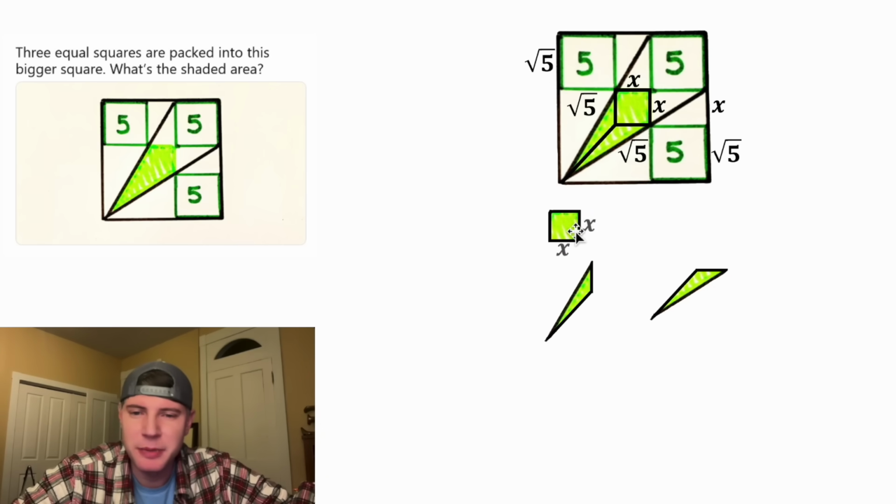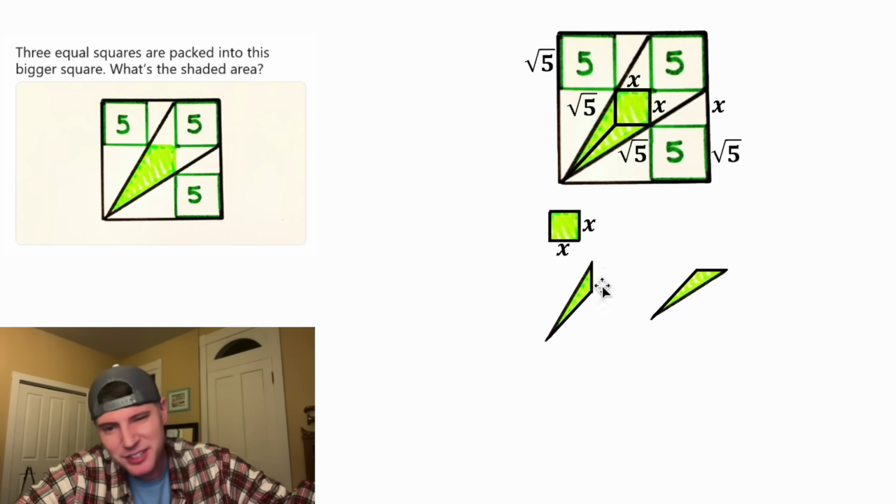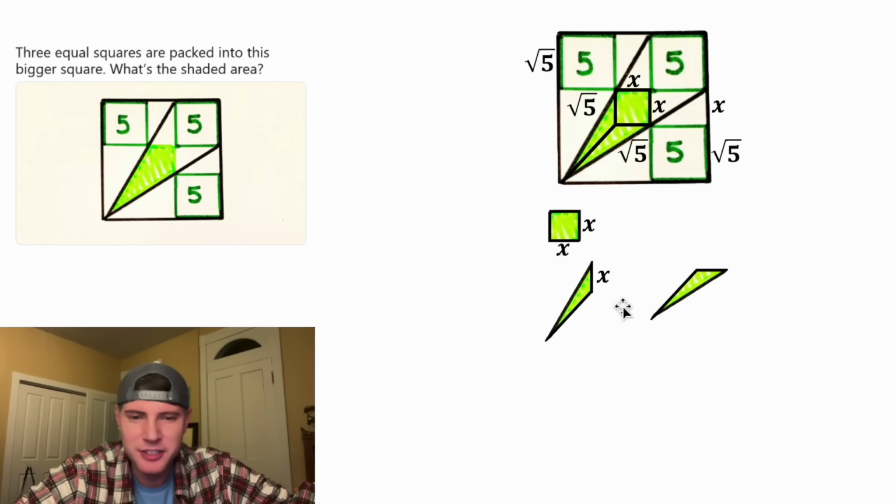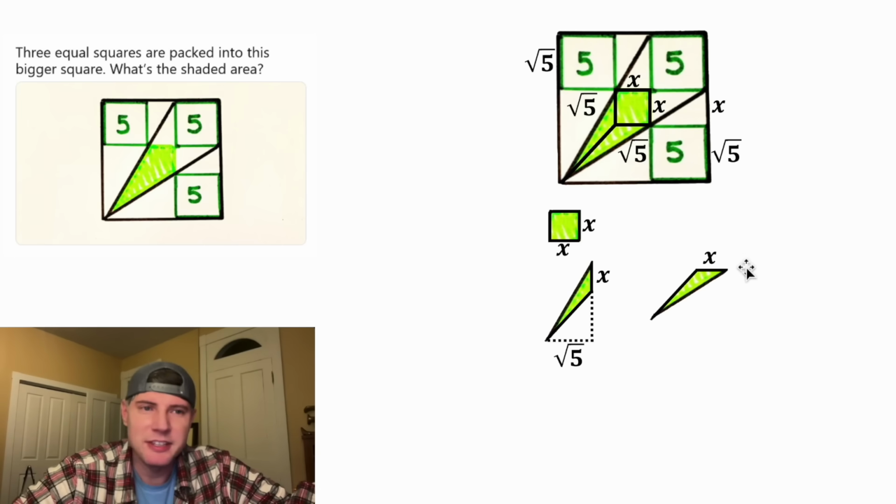This square is going to be x by x. The base of this triangle is going to equal x. And the base of this triangle is going to equal x. And then we can extend this here and then go up to here. And that's going to be the height of our triangle. And if we go up here, we can see that that is the same thing as this square root of 5. So we can plug in square root of 5. And same thing for this triangle.